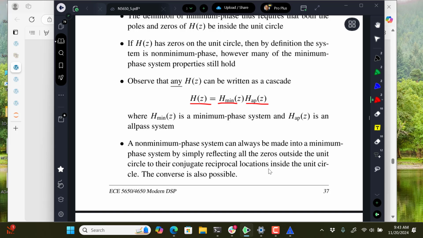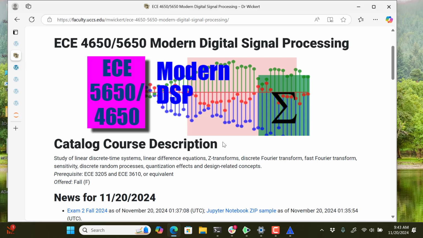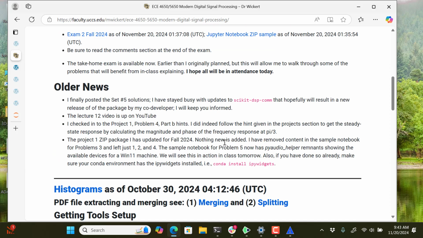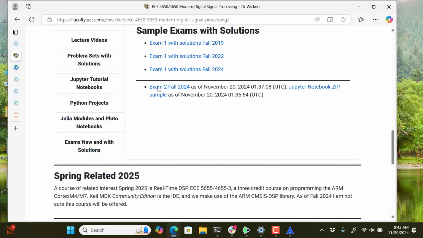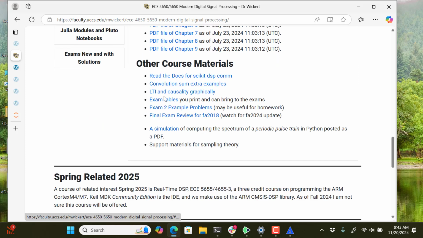And all of this stuff requires you thinking in terms of poles and zeros. So before I even get going here, let me make sure I still got that up. I don't have it up, but I'll get it up. It's in the section here. I have links in the exam, for example, but I have a link in course materials. It's that link right here.